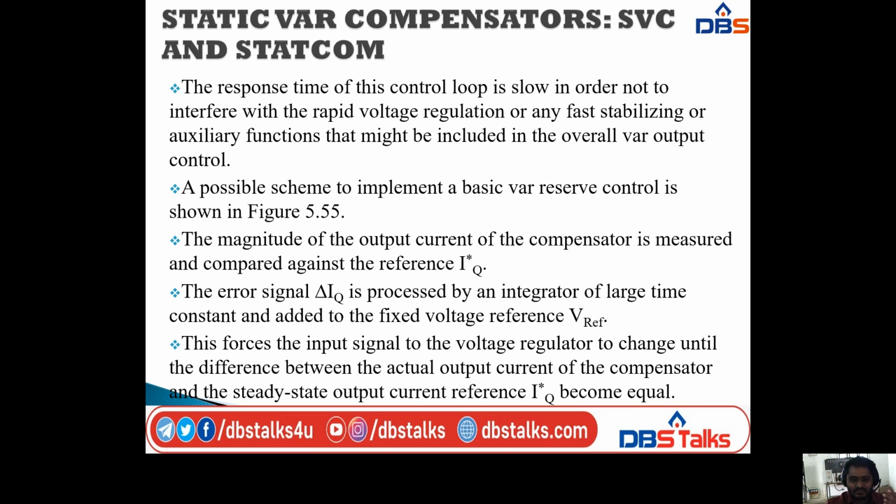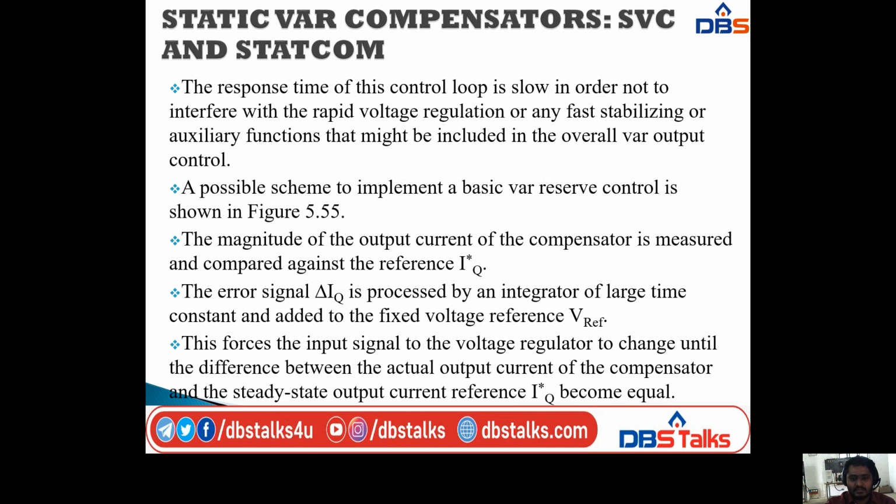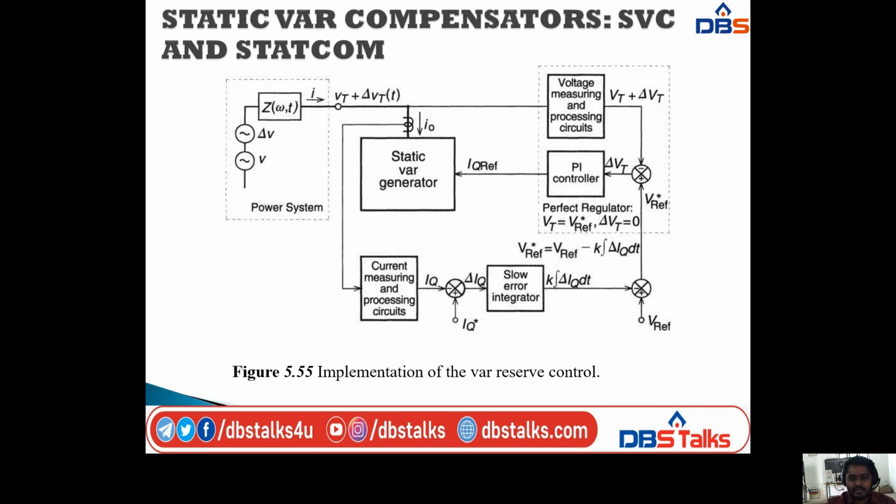This error signal delta IQ is processed by an integrator of large time constant and added to a fixed voltage reference, that is V reference, the reference value of the voltage in the system. This delta IQ value is given to it after integrating. I already said that it is processed by an integrator of large time constant. That's why I am taking K times the integral of delta IQ dt, and then it is given to the V reference.